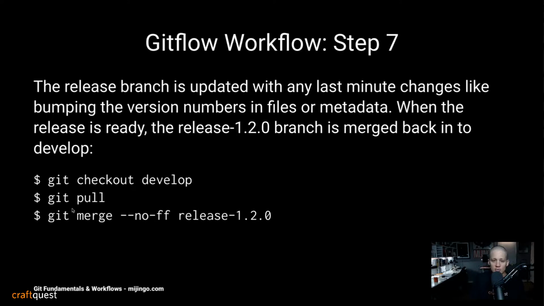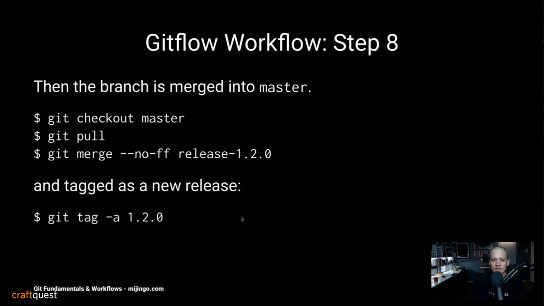So we check out develop, we pull, and we merge. I'm sorry, we're merging into develop first before we go into master because we want to make sure that develop has this release as well. So it's always in line with what master has. And then we check out develop, we pull, we merge, again, no fast forward, and we merge the release branch in. So develop now has that merged in. And then we merge into master. Check out master, we pull, we do a no fast forward merge for release. So that release branch gets merged into master.